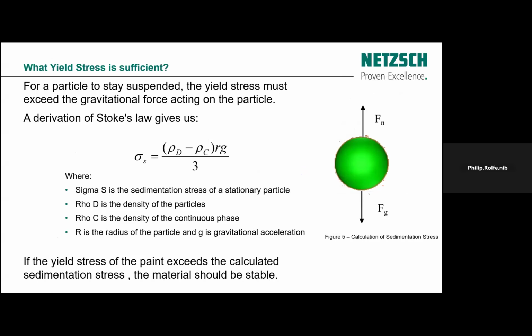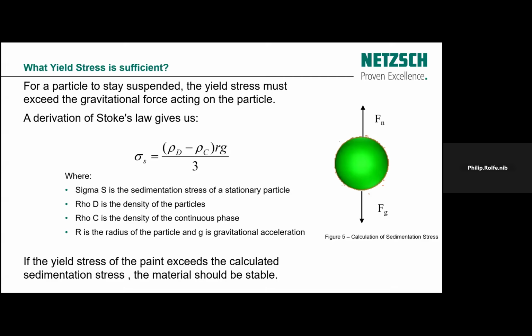So here's my formula. This is my P, and it's got some gravitational force on it, G, and a normal force on it, N, from the buoyancy. And obviously we then need to calculate the overall sedimentation stress. That's the density of the P, rho D, minus the density of the continuous phase, times the radius, times the gravitational constant, 9.81 meters per second squared, divided by 3. In a dilute hard sphere kind of model, this will give you how much sedimentation stress is on that P.